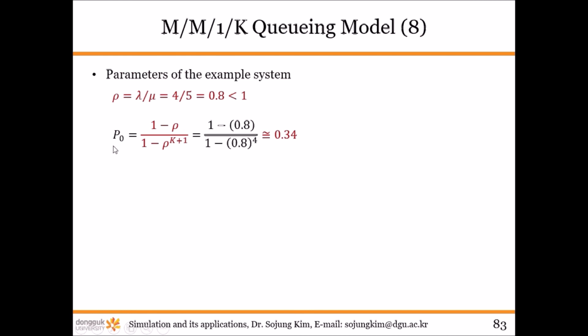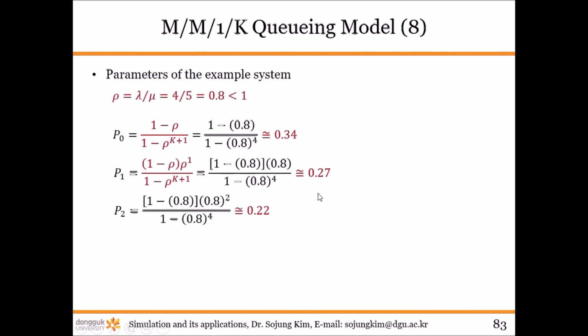So P_0 will be given by the previous equation, and you will get 0.34. Then P_1, the probability value for state 1, will be 0.27. P_2 will be 0.22, and P_3 will be 0.17. So it's not really difficult. You can just use the value of rho here to get the value of each probability.